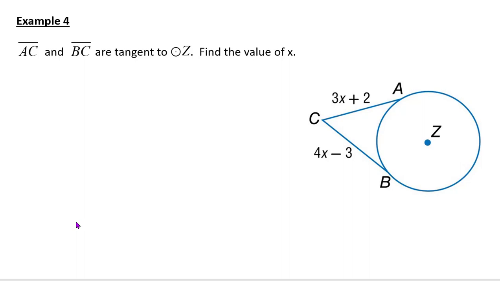Okay, our next example. We have AB and BC are tangents to circle Z. Find the value of X. So I have tangents there. I need to find the value of X. This is our ice cream cone theorem. These two segments outside our circle are going to be equal. So AB is equal to BC, or 3x plus 2 is equal to 4x minus 3. Subtract the 3x over, and the 3 over, we get x to be 5.